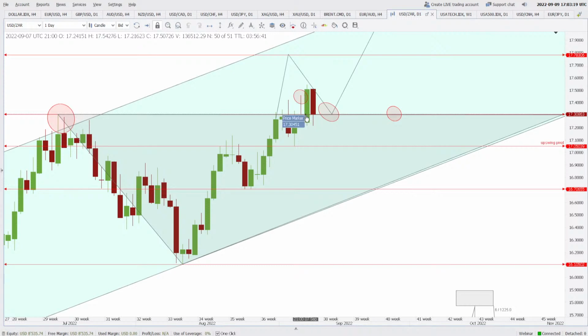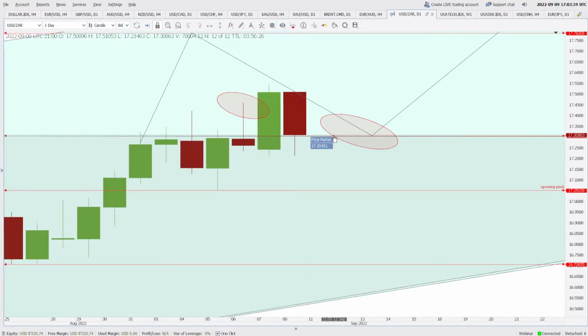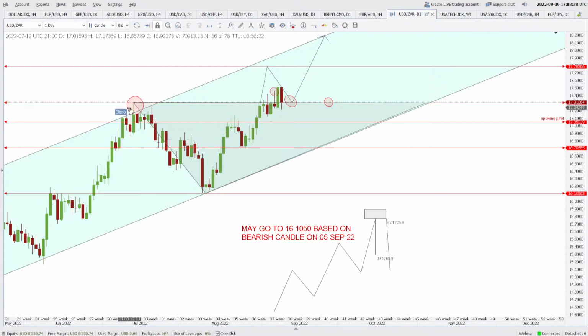That means the sellers were already out of the market after yesterday's closing. Today there was a sell-off. It did go beyond the opening, or sorry, even the low of yesterday. But right now the price is trading above the support, or the previously broken resistance.